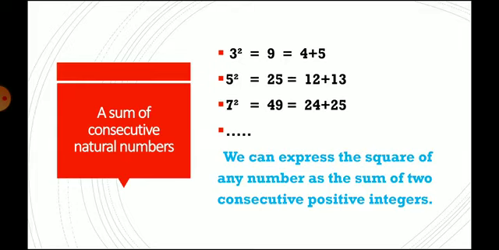Similarly, 7 square, that is 49. 24 plus 25, so we can get 49. So we can express the square of any number as the sum of 2 consecutive positive integers.